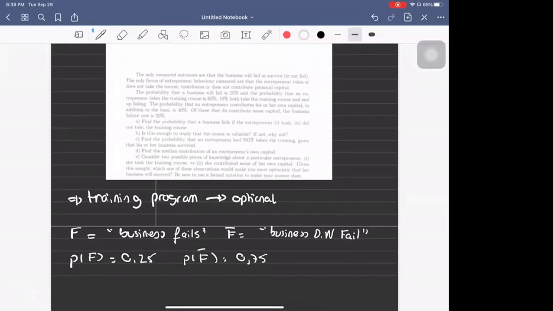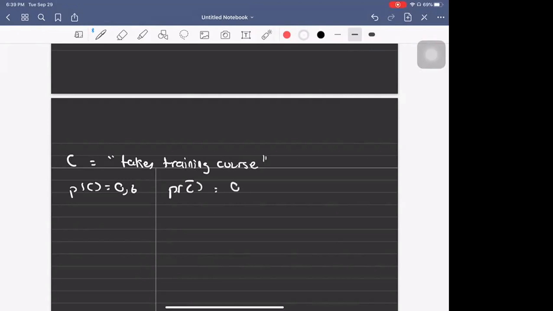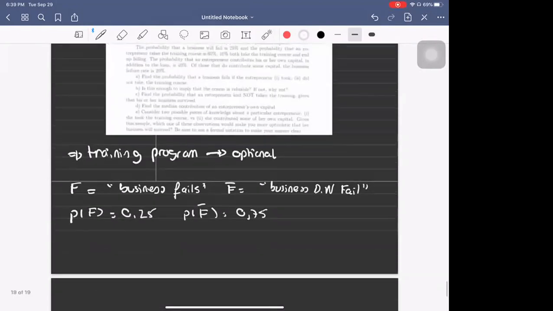On top of that, the probability that an entrepreneur takes a training course is 0.6. So if C is the event that the entrepreneur takes a training course, that means the probability of C, the proportion of people who take the course, is 0.6, so 60%. So the probability that they don't take the course is 0.4.